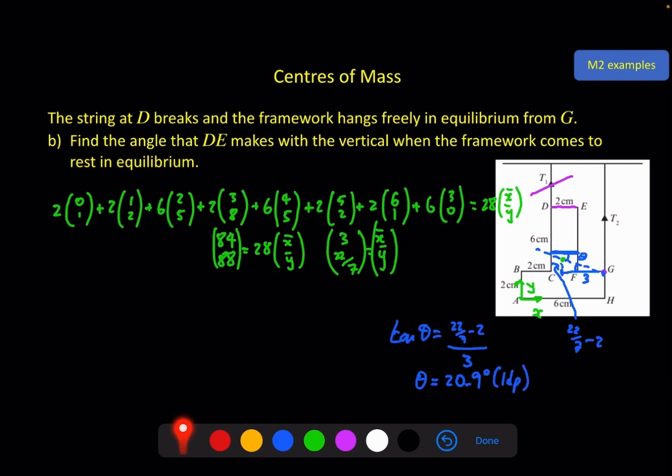And perhaps I should note, in case you're confused by this, that there is a slight typo in the textbook. Although I think the wording is as I've got it here, I think the calculation they do is as if this string had broken and it was hanging from point D. So I don't think my answer will match the answer in the textbook. I think the angle they are calculating is this one here.